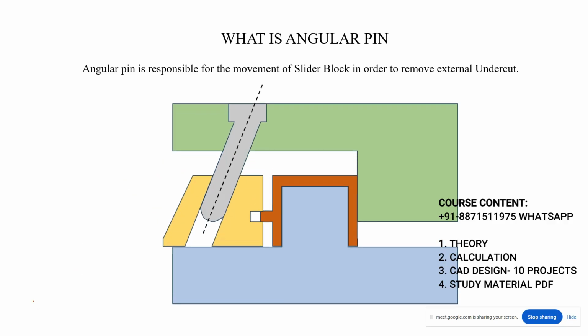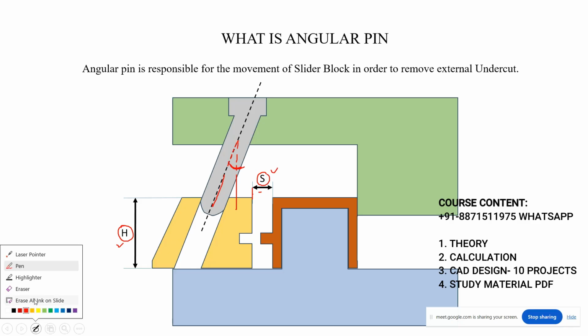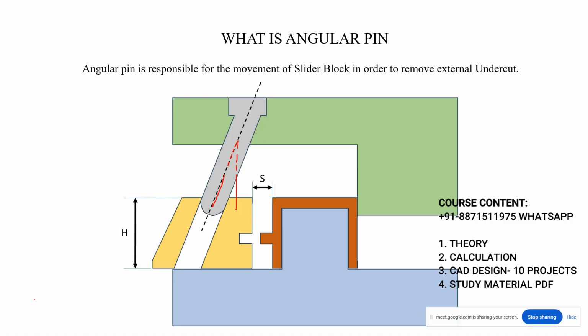Okay, now see here. This is the stroke. And what is this? This is the edge, which is the height of the slider or the height of the side core. Now, depending upon these two parameters, we have to calculate the angle. We have to calculate the angle. Now see here.